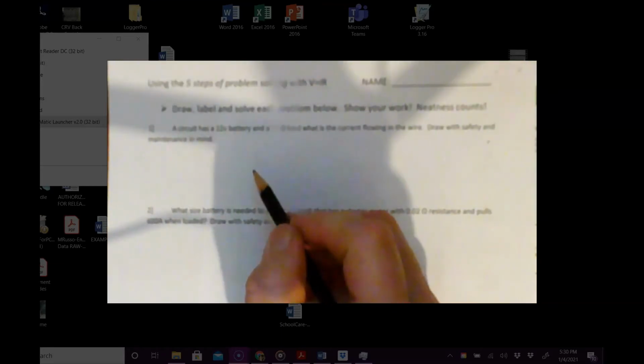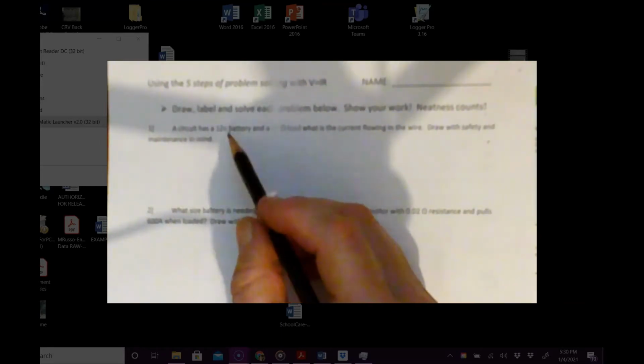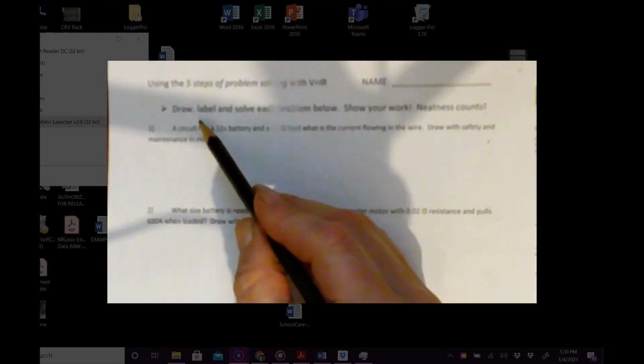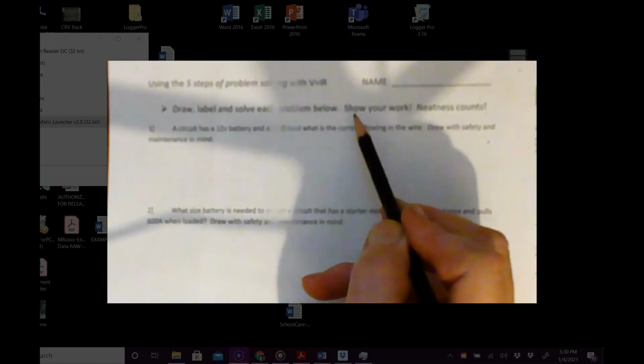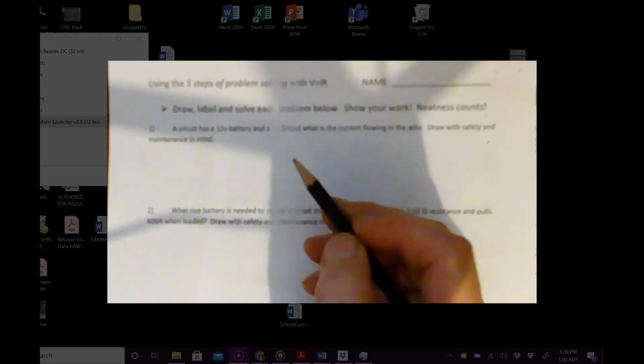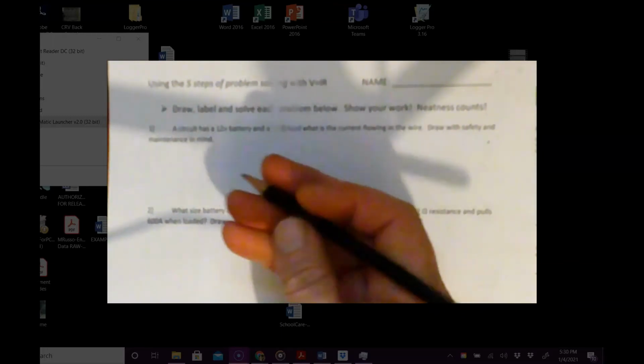So the zero rule of problem solving is, first I read directions. Draw, label, solve each problem below. Show your work, neatness counts. I'm not too worried about my neatness. I am worried about my video quality.